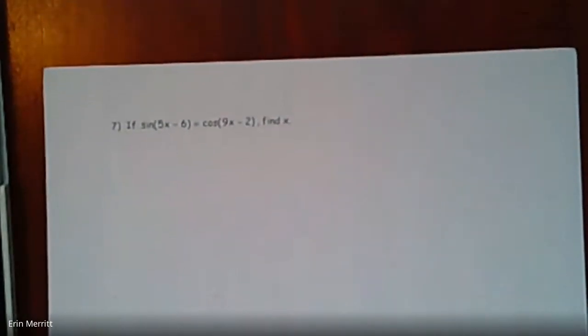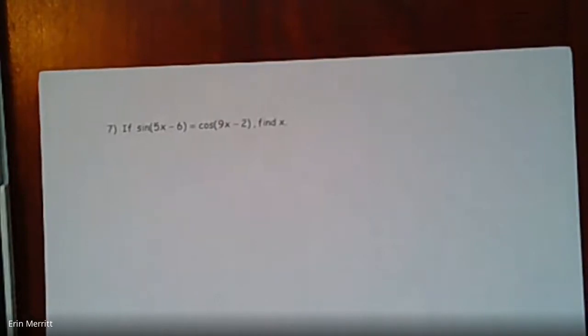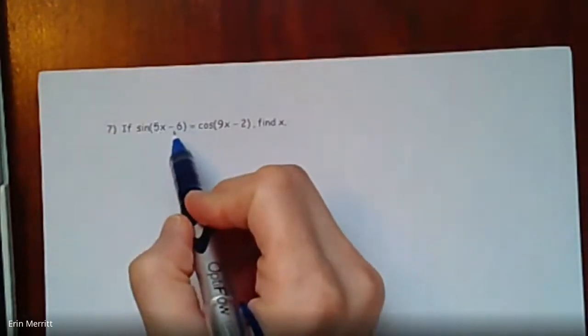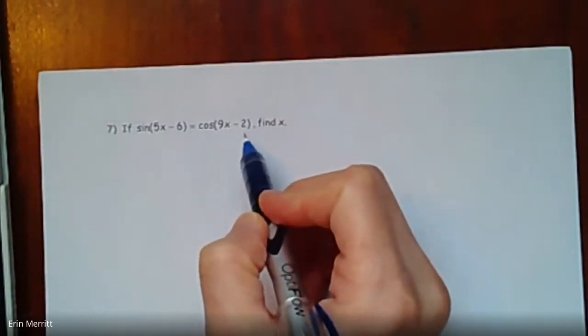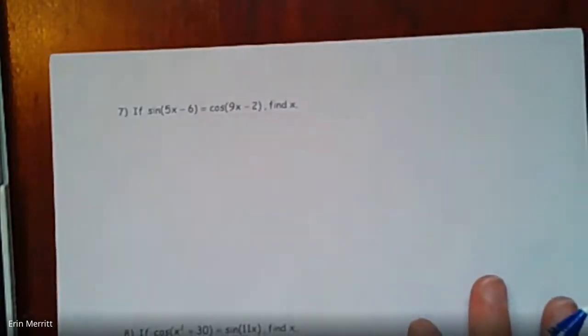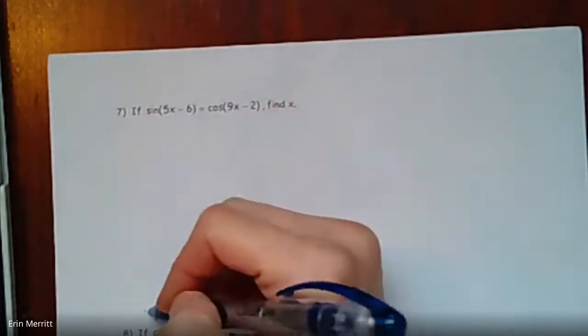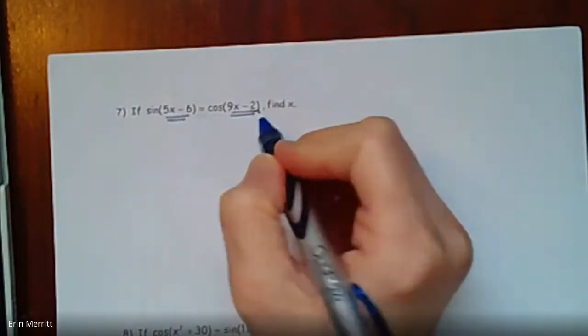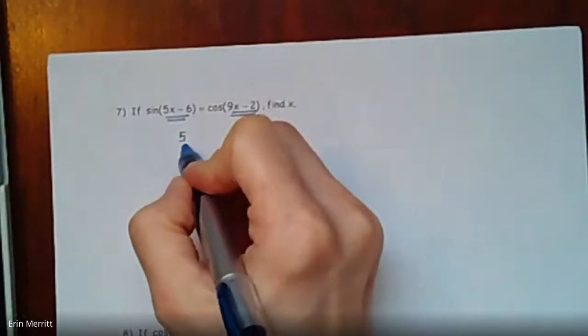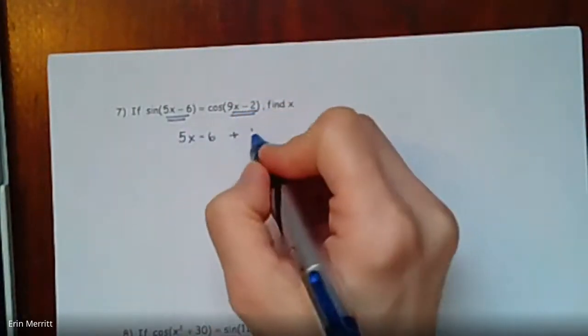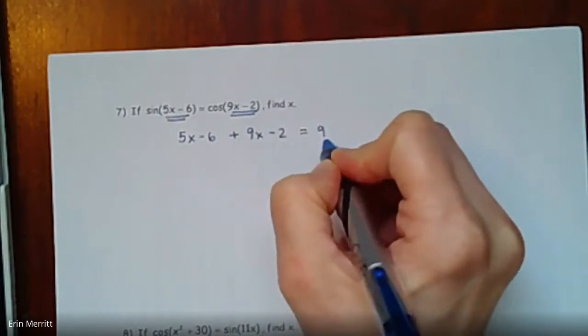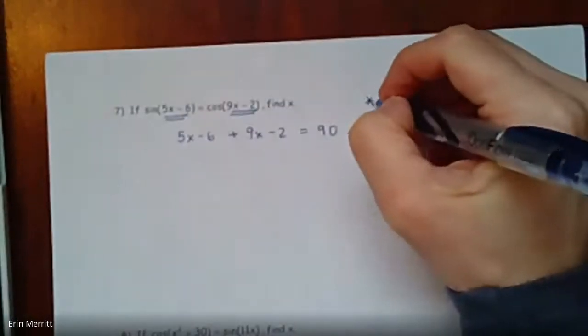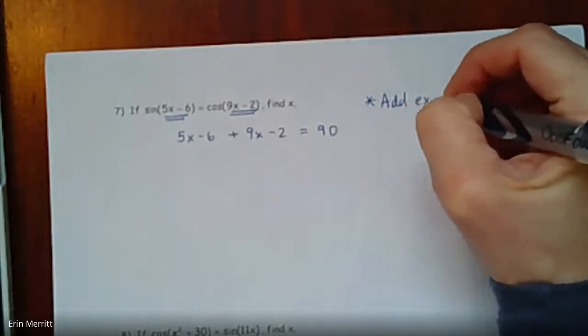All right, you got one last little page to look at. So how do we apply this other than just saying, hey, cosine of 40 is equal to sine of 50? Well, if it tells you that sine of 5x minus 6 is equal to cosine of 9x minus 2, you then have to think to yourself, what's the relationship between those two expressions? The idea is that this and this are complementary, meaning that 5x minus 6 plus 9x minus 2 should be equal to 90.